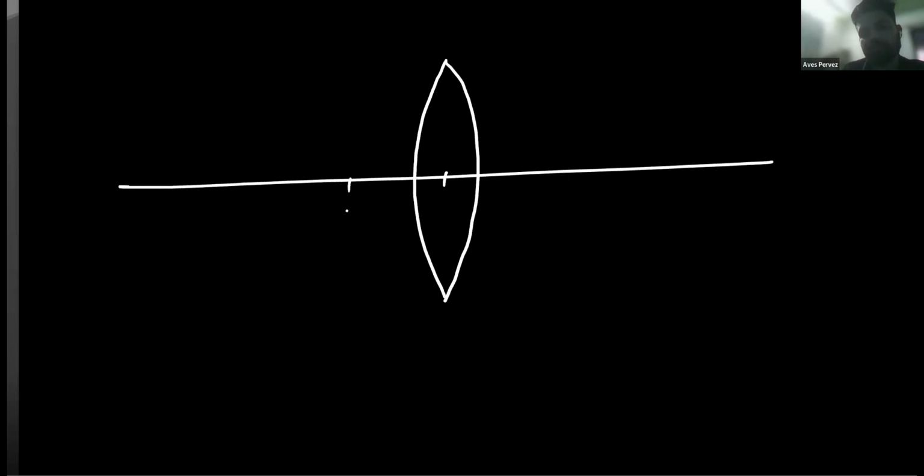Now moving to the next type of image formation. This is focus, this is radius of curvature, this is focus, and this is the radius of curvature. F1, R1, F2, R2. Okay, this distance I have kept more and this I have kept wrong. This is incorrect, so I have to make the distance equal. This one is F, R2.